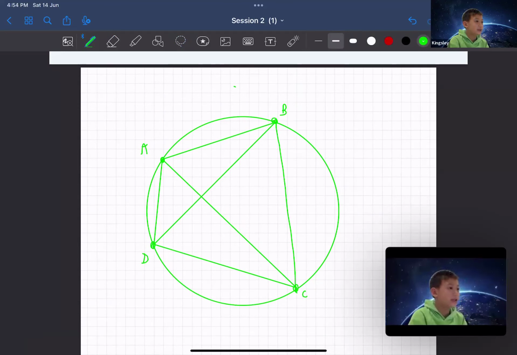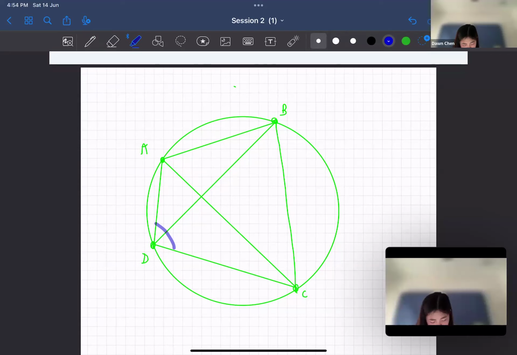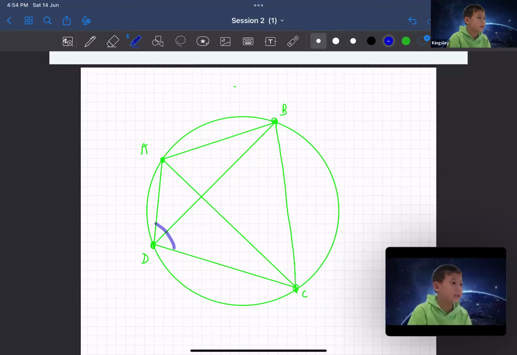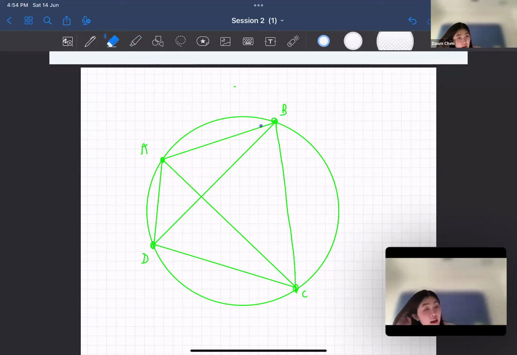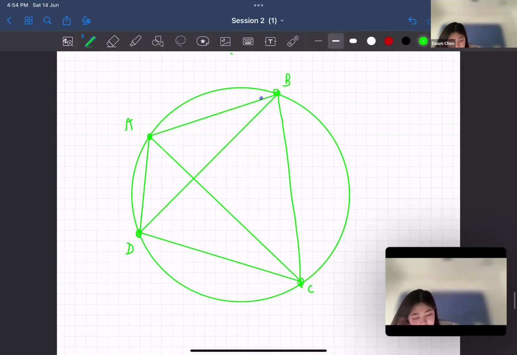ADC and ABC. Okay, that is not necessarily true, so I do have to clarify. For angles on the same arc to be equal, they have to be on the same side of the arc. It can't be on the arc itself, right? So say we're taking AC as the arc.